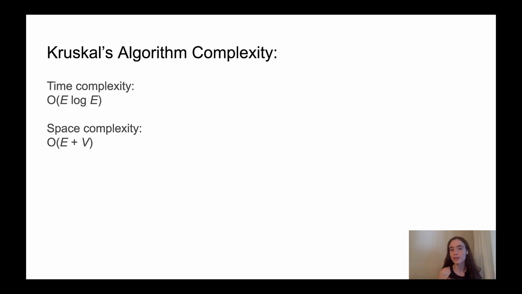Kruskal's algorithm has a time complexity of order the number of edges times log the number of edges. And that comes from the sorting step of the algorithm because that dominates the time complexity for the whole algorithm. And the space complexity is order of the number of edges plus the number of vertices because we have to keep track of all the vertices and all the edges for this algorithm.